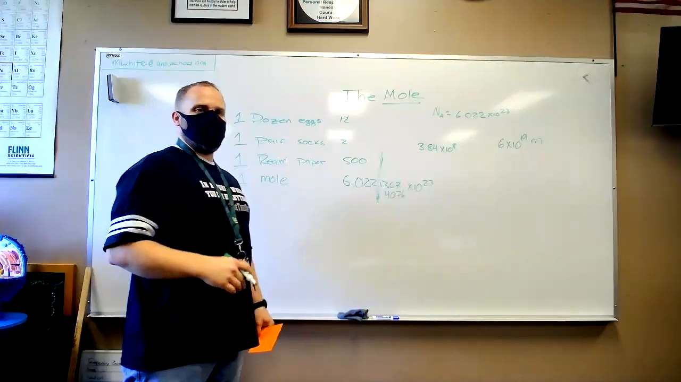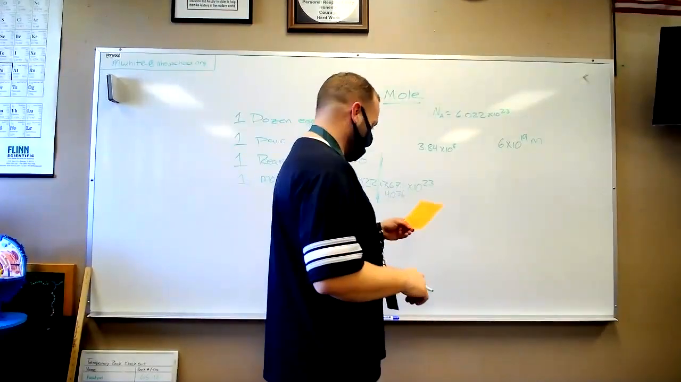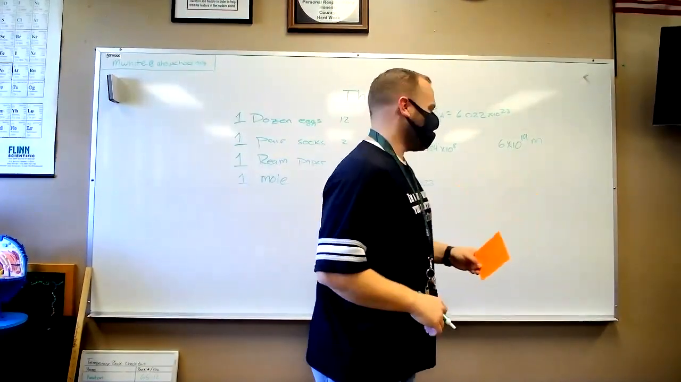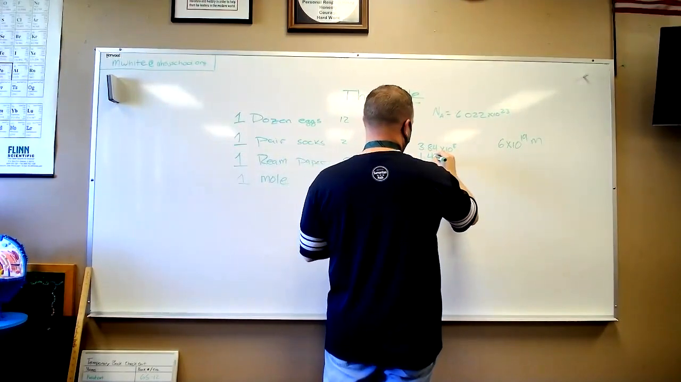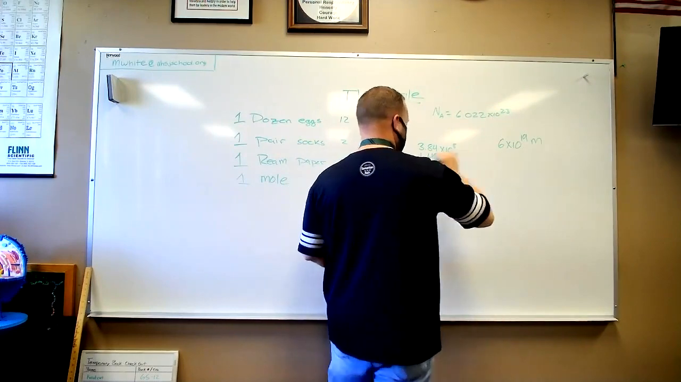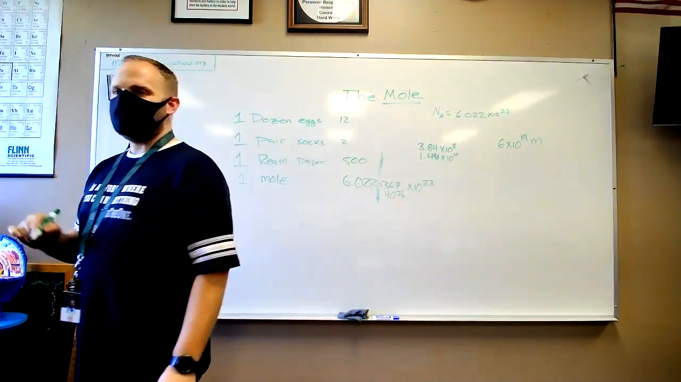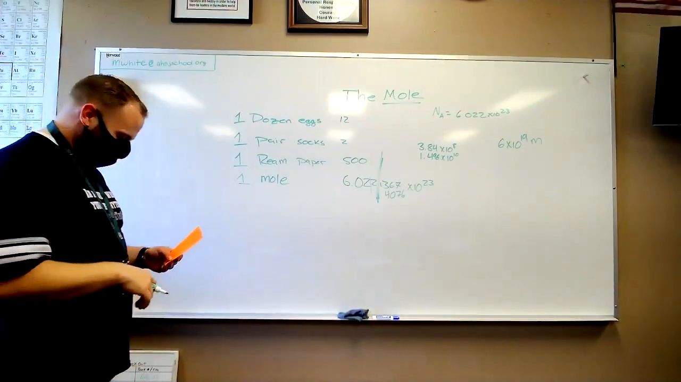Okay, so obviously our stack is going to go past the moon. What about the sun? The distance to the sun is approximately 1.496 times 10 to the 10th. So now our stack of paper has gone past the sun.